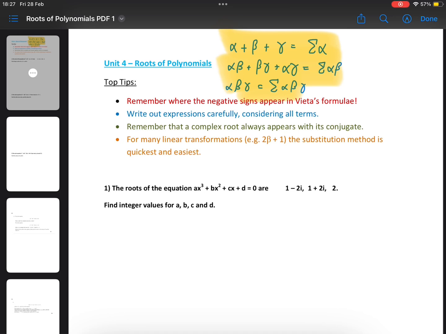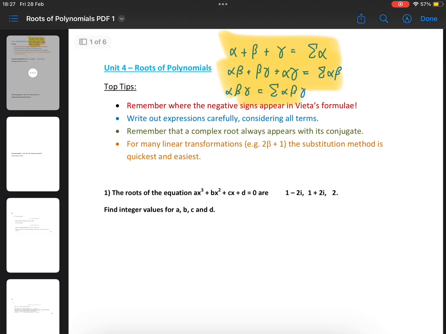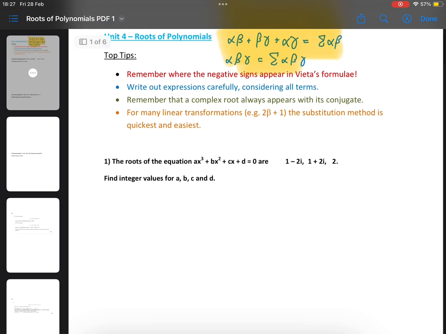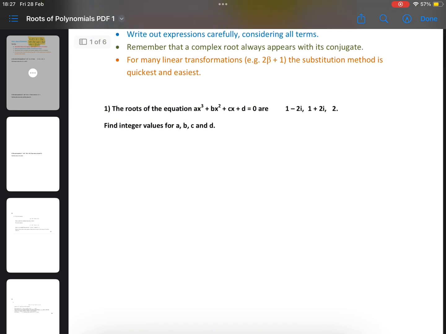For example, when you're doing a linear transformation of roots, consider all the terms, and remember that a complex root always appears with its conjugate. That's always a useful thing to remember. And in my opinion as well, for many linear transformations, the substitution method is the quickest and easiest. I know there are alternatives, but I would always opt for the substitution method. Not only is it quicker, but you're also less likely to make a mistake.